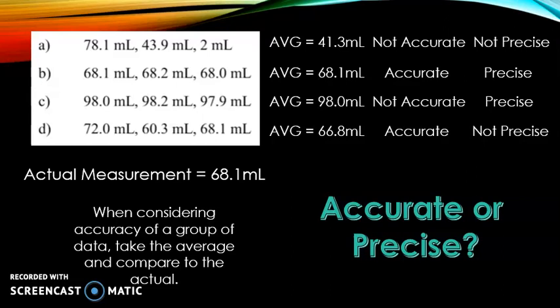Letter D, their average came out to be about 66.8. Now it's not as good as group B, but it's still pretty close, so I would say that that group is accurate. Unfortunately, however, their numbers do kind of vary a little bit, and this one we might actually be able to argue about. I would say that they're not as precise as I would like them to be. Some others might argue that they are, but I'm going to kind of lean on the side of caution here and say that they're not precise, that these numbers are variable.